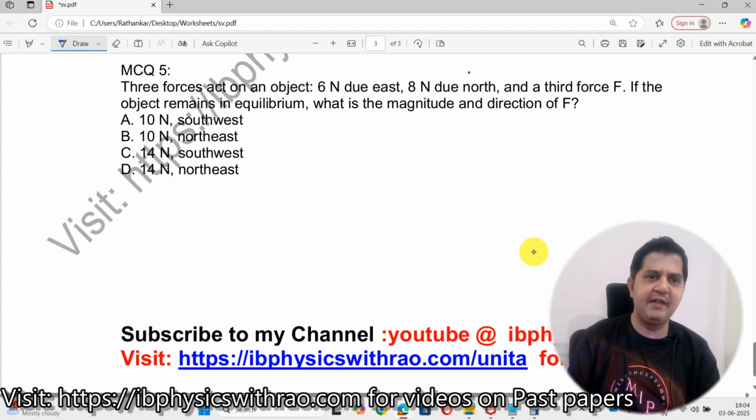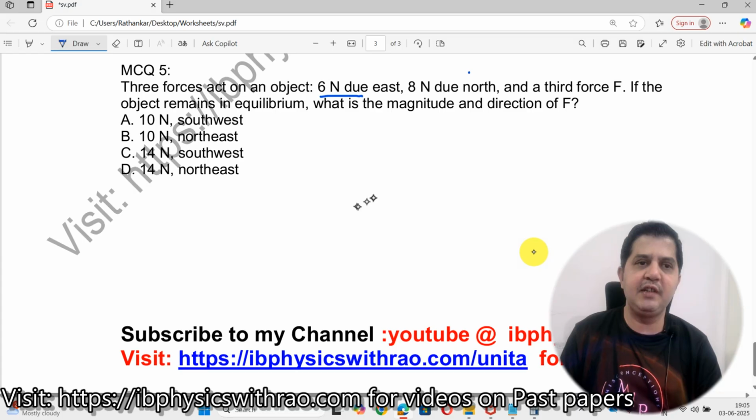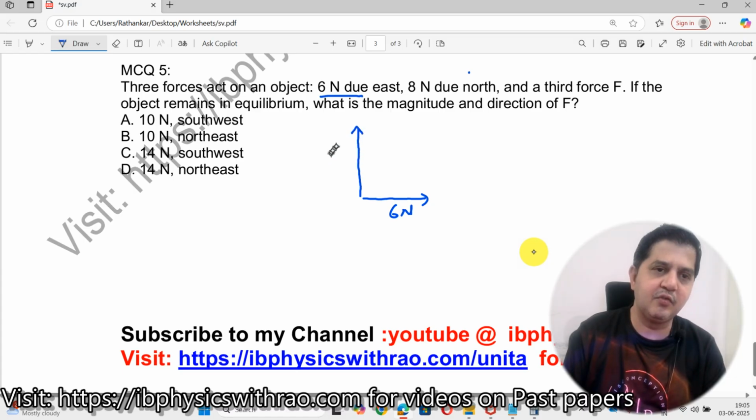Okay, so now what we do is, 6 Newton due east. Let us draw the actual diagram. Only then it will be correct for us. So 6 Newton due east, 6 Newton is acting like this, 8 Newton due north, 8 Newton is due north over here.